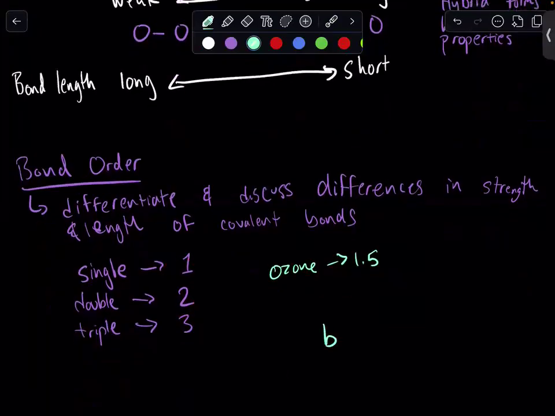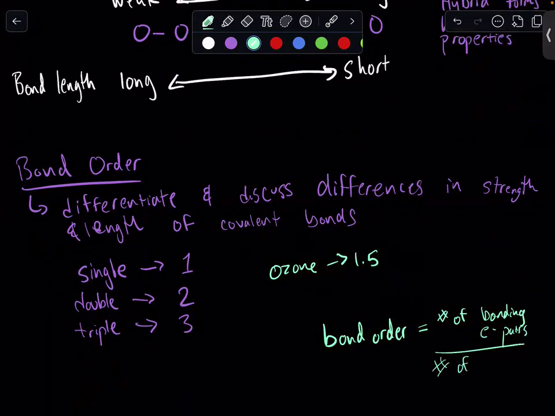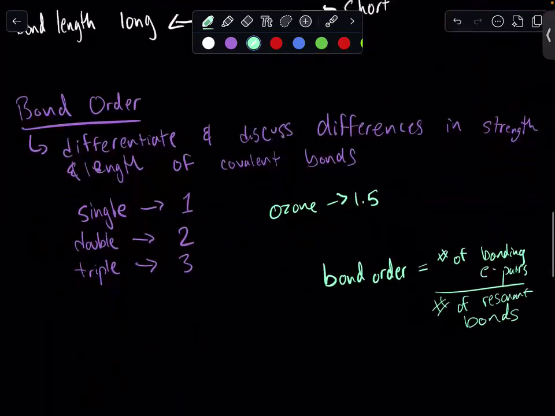So the equation for bond order is pretty simple. We just take the number of bonding electron pairs and we divide it by the number of resonant bonds. So we'll take an example and we'll learn how to do this.